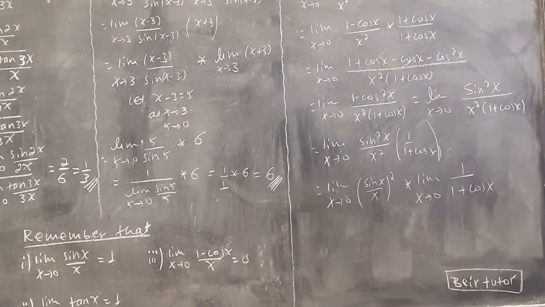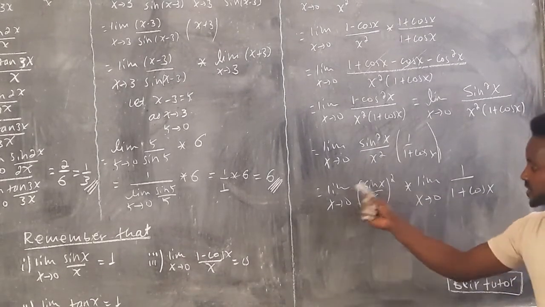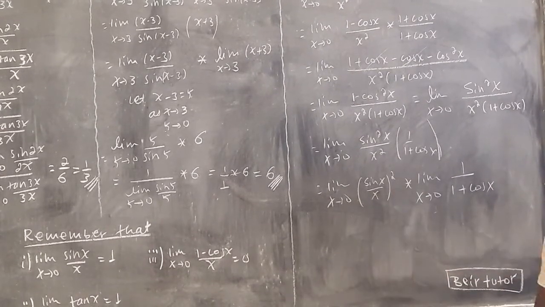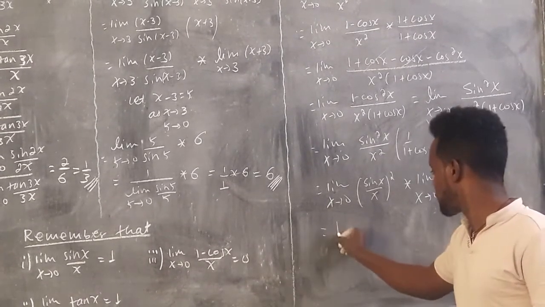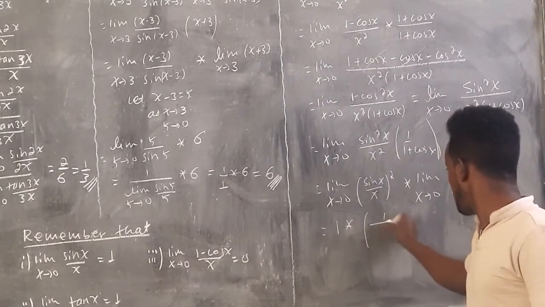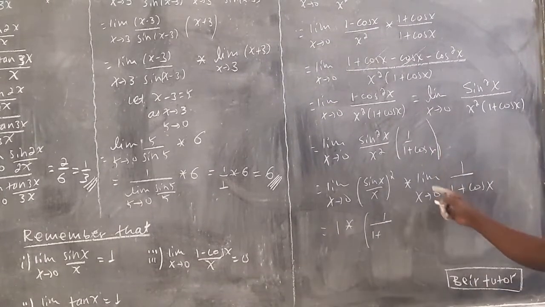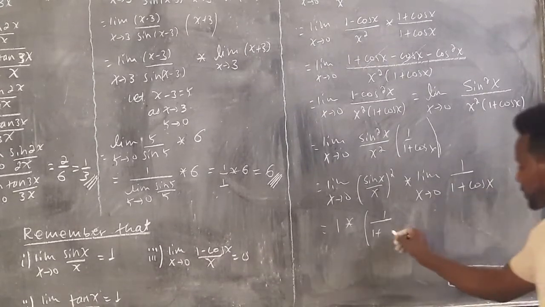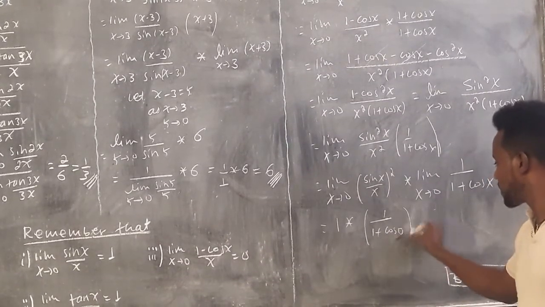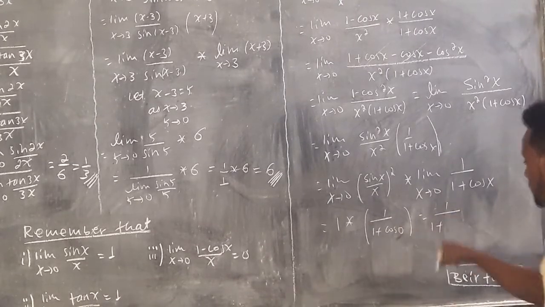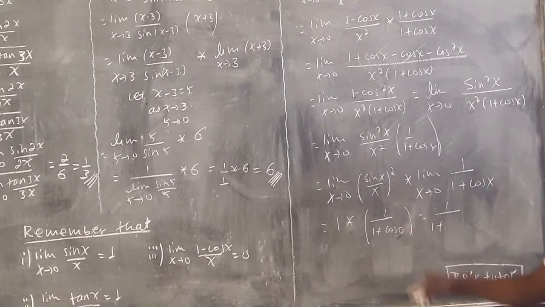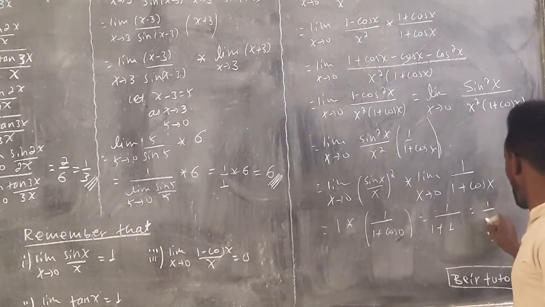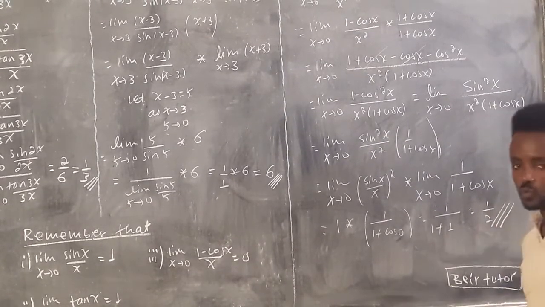0. We already proved that the limit of sin x over x as x approaches 0 is 1. So 1 squared is 1, times 1 over 1 plus the limit of cos x as x approaches 0, which is cos of 0 degrees, which is 1. So this gives us 1 over 2.